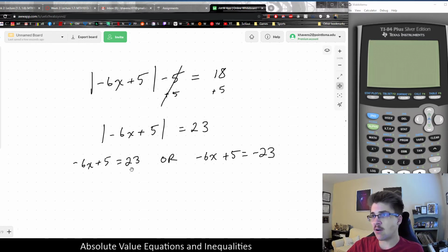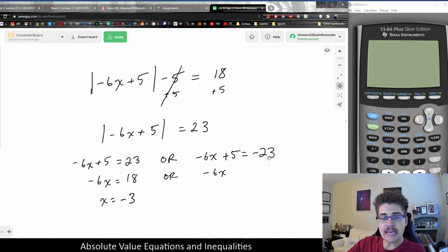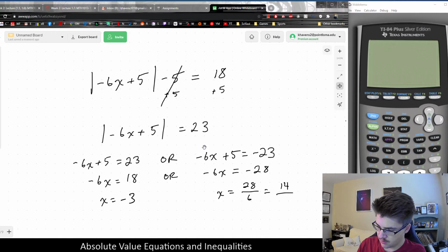From here, I'm allowed to subtract the 5 to the other side, and that would leave me with 18. I could then divide by negative 6, which would leave me with x is equal to negative 3. In the second equation, it's the same exact steps, because it's the same algebraic expression. I can subtract 5 to the other side. Here I'm going to get a different number, though, because negative 23 minus 5 would be negative 28. Then I could divide by negative 6, and the negative over negative becomes positive. I could even reduce this by a factor of 2 down to 14 thirds.